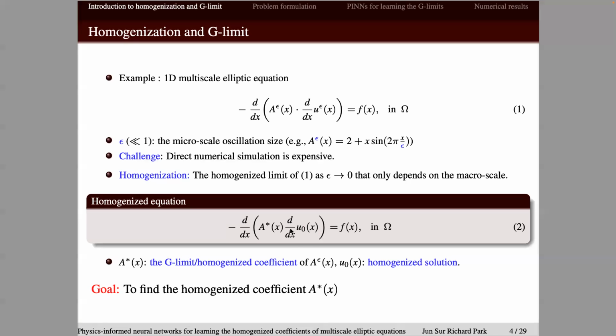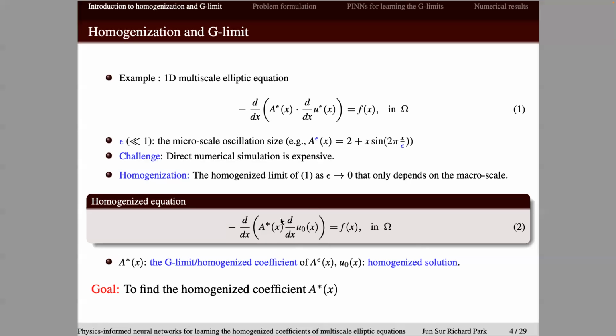I first want to emphasize that this homogenized equation does not depend on epsilon any longer. So it does not have fine scale oscillation in it, and its coefficient A star is very smooth. So solving problem 2 is much easier than solving problem 1. But problem 2 is the limit of problem 1. In what sense? In the sense that if we solve this problem, we get this solution U0, and this U0 is very close to U epsilon here for sufficiently small epsilons. So in this sense, we say that problem 2 is the limit of problem 1.